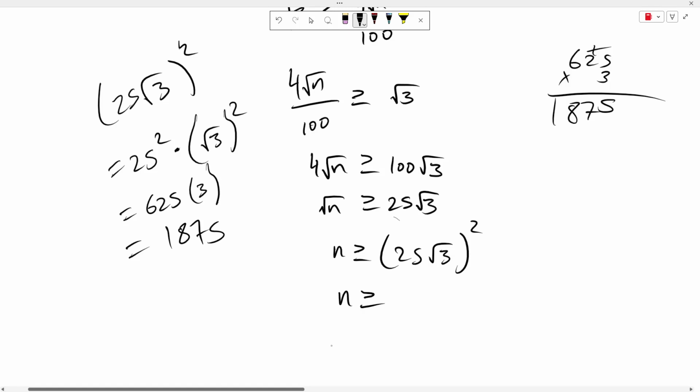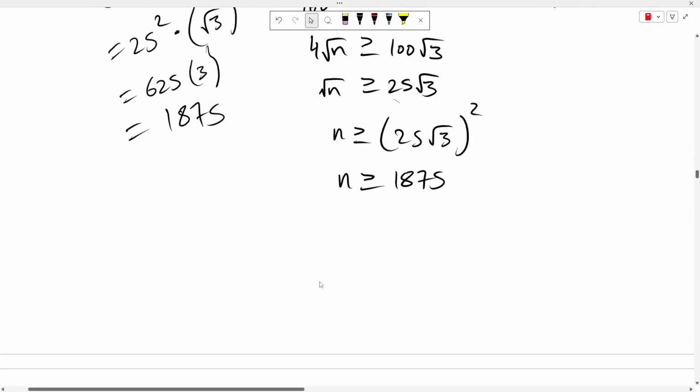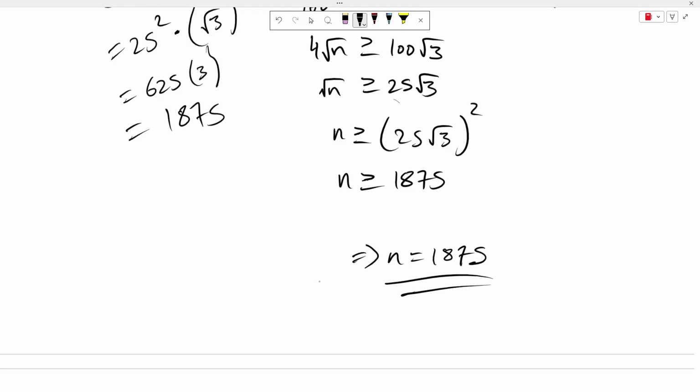So n has to be greater than or equal to 1875. If we look back at the question, we need the smallest integer value of n. Since n can be greater than or equal to 1875, the smallest integer value of n is 1875. And that's going to be our final answer.